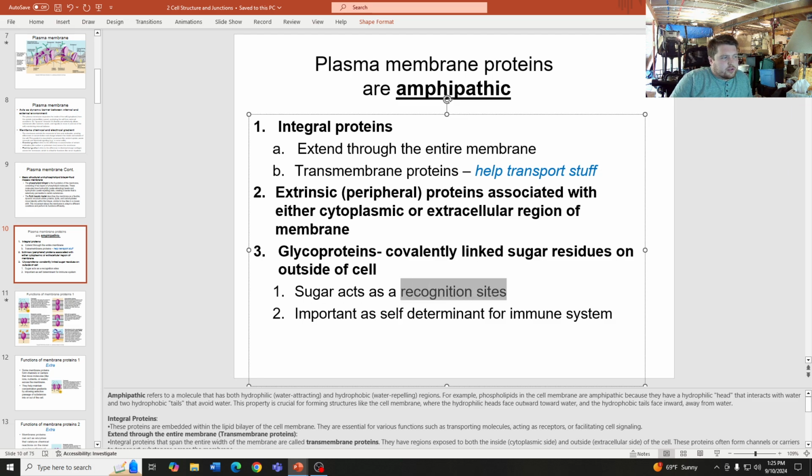So this is one of those examples. It has a recognition site. That's the job of the glycoproteins. It's also important for self-determinant for the immune system. Essentially what that's saying is our body has specific glycoproteins, and if other cells or other stuff enter our body that have different glycoproteins that our body doesn't recognize, the immune system can then tag that and say, hey, that's not supposed to be here, and go ahead and eliminate it as a threat.